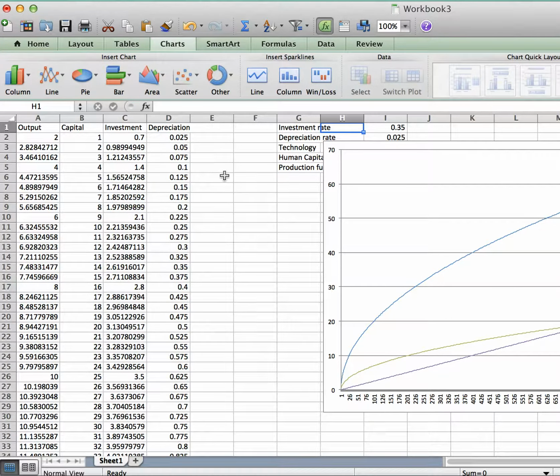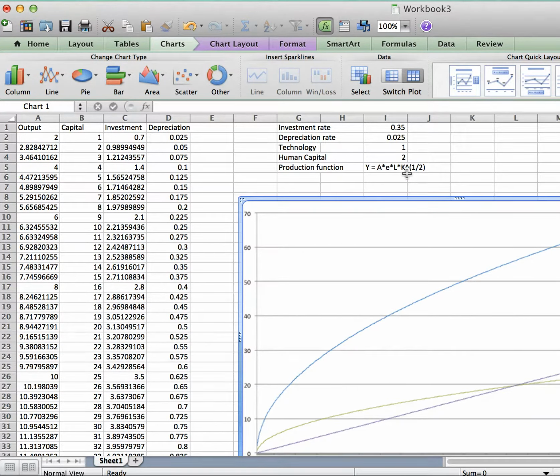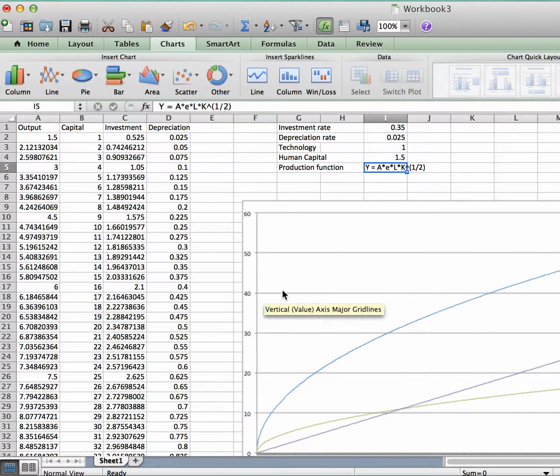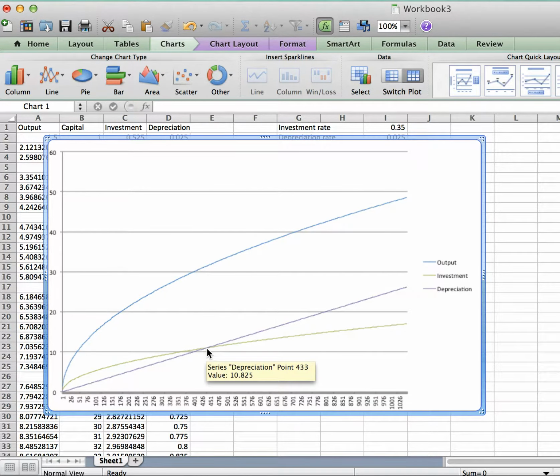Okay, so again, let's move the graph out of the way. And now let's change human capital from 2 to 1.5. And you can see it automatically will change it in the graph. It's kind of cool. And you can see now that the steady state occurs at a capital stock which is quite a bit lower than before. And output would have been cut nearly in half, about low 30s from 56.